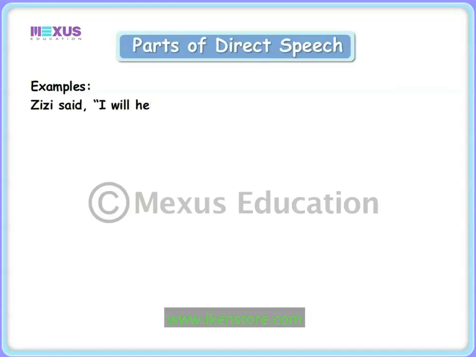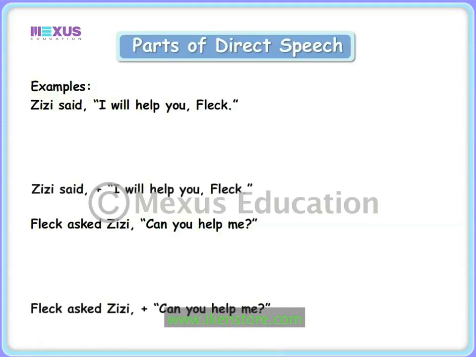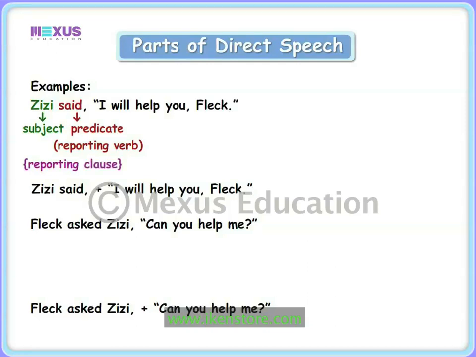Zizi said, "I will help you, Fleck." Fleck asked Zizi, "Can you help me?" Both these sentences are made up of two parts. In the first sentence, since the first part, Zizi said, contains a subject, Zizi, and predicate, said, which is also the reporting verb, this part is called the reporting clause. The second part, I will help you, Fleck, is the quote.